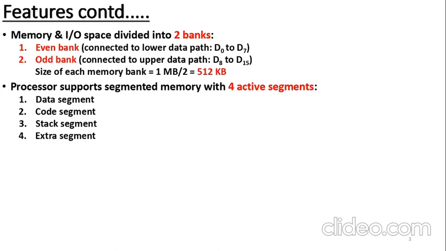Processor supports segmented memory with 4 active segments per task. And these segments are data segment, code segment, stack segment, and extra segment here. Data segment is used for the storage of data. Of course, the raw data or processed data. Code segment will be used for holding the code or set of instructions which are used for processing of that corresponding data. Stack segment will be holding that stack information.